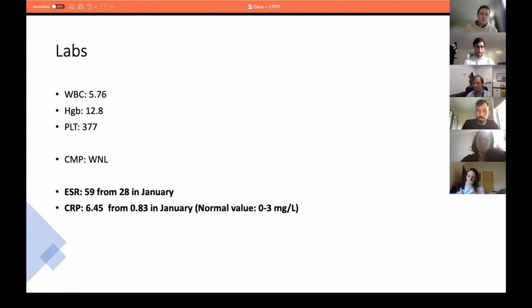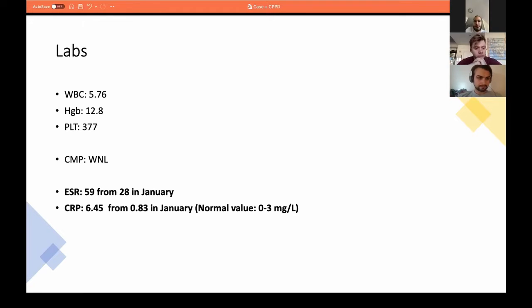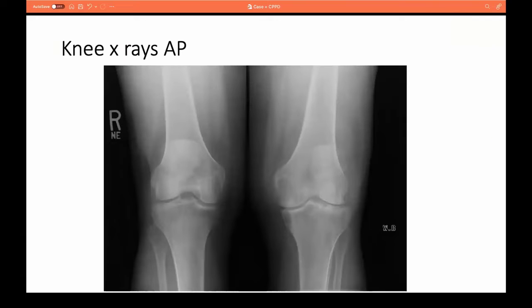As far as labs, we saw elevated inflammatory markers compared to her prior visits. Now they were higher, both the ESR and the CRP.